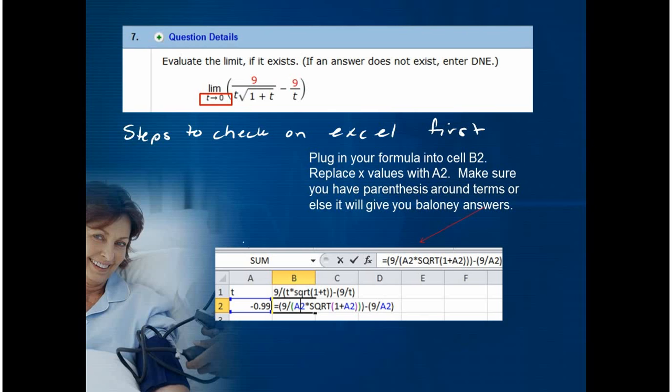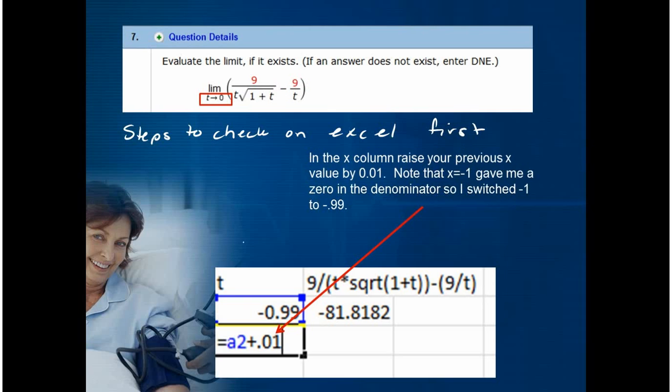And I did the same for the 9 divided by A2. So that's the biggest mistake when someone's entering things in. They make a mistake with the parentheses. Notice I also changed the x value to -0.99. That's because as soon as I plugged in -1, I realized that I had an error because that makes a 0 in the denominator. So I took something close to -1, which is -0.99.